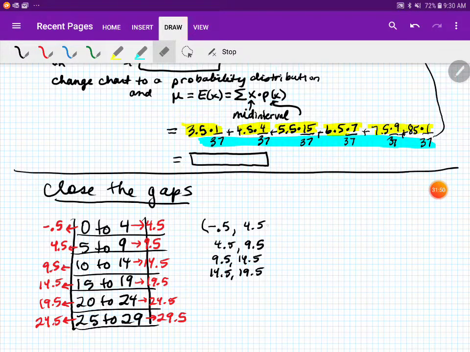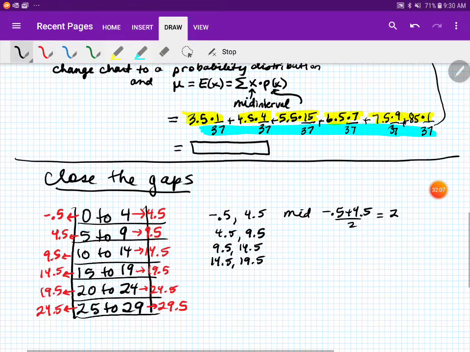Okay, so if you were trying to find the mid-interval, that would be negative 0.5 plus 4.5 divided by 2. In this case it's 2, which is the average between 0 and 4. But you really have to close the gap by going forward and backwards if you want to do that.